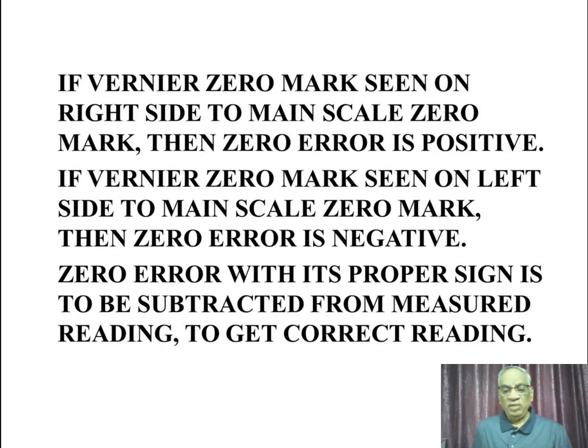You take the magnitude of the zero error with the proper sign, and then that zero error has to be subtracted from the observed value. If it is a minus sign, it will get added. If it is a plus sign, it will be subtracted. That's what it means. Then backlash error.